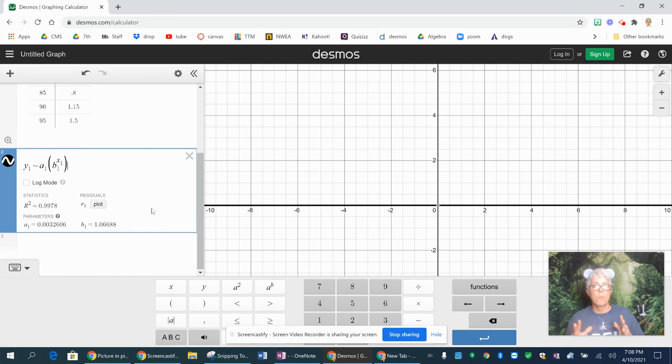So that is how you put in a table, how you match it up to the exponential equation, or how you put that function in, and then that's how you read your answer choices right there.